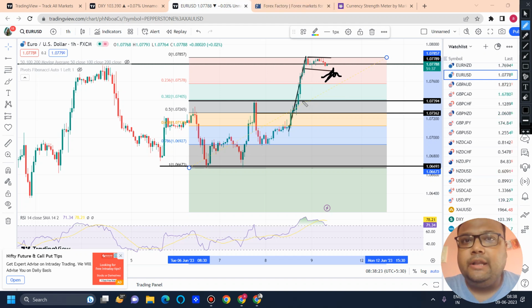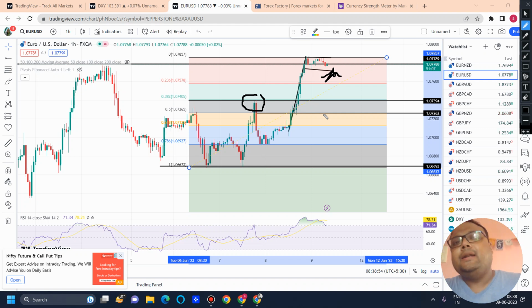1.0739 is the Fibonacci 38.2% retracement level, and also the previous resistance, which will also be acting as a new support. Then we have Fibonacci 0.5, which is 1.0726. These are the two reliable retracement levels during the European session, US session. If market takes support around this area, and you see that market is showing price rejection from below, you will get a confirmation that buyers are present and you can look for a buy.